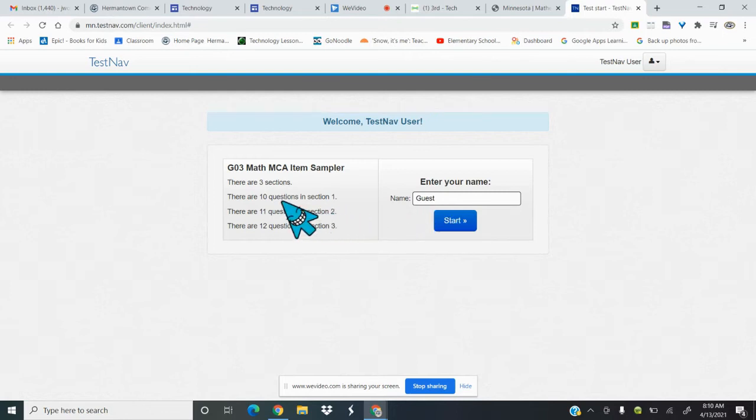There are 3 sections, 10 questions in the first section, 11 questions in the second section, and 12 questions in the third section. I'm only going to go through section 1. You can practice sections 2 and 3 on your own, or you'll have to go through section 1 to get to section 2, so you can do this with me as you go along, or after I show you everything you need to know about on the MCA practice test. So I'm going to go ahead and get started. Press start.